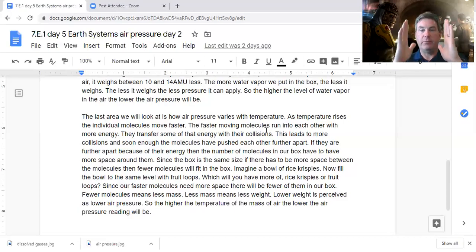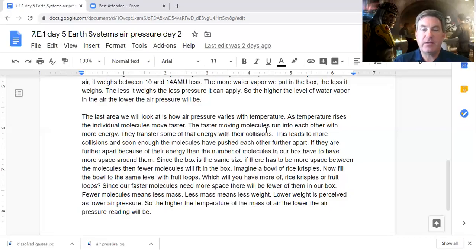Because again, we're talking air pressure. We're talking a vertical column of air going straight up and down. Well, if there's more space in between the molecules in there, there's going to be fewer molecules in that column. There'll be fewer molecules in our box, and our air pressure will be less because there's fewer molecules. The gravity has less to act on. It doesn't pull down as much stuff. Thereby, the air pressure goes down.